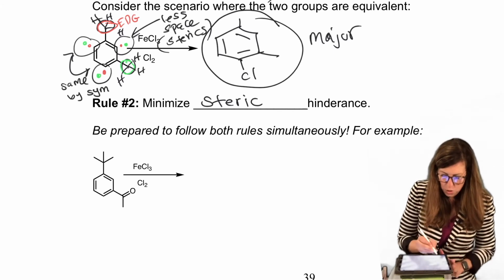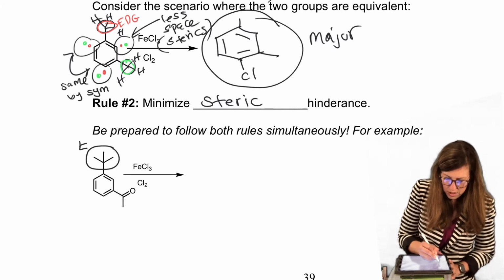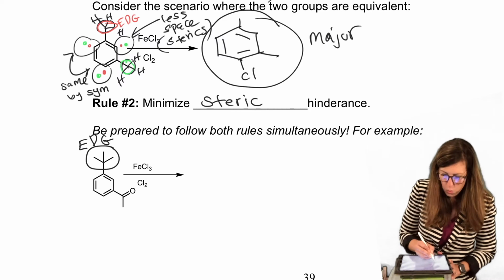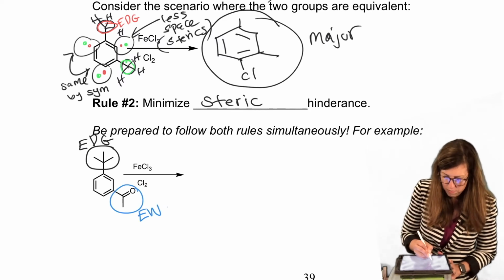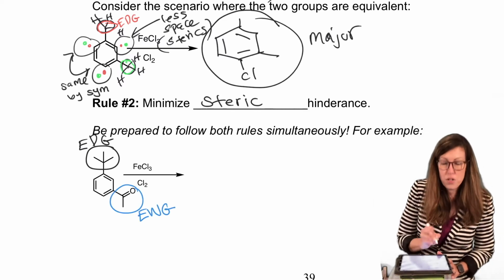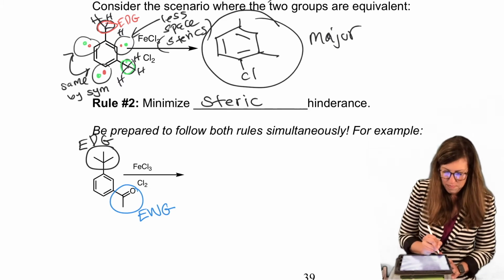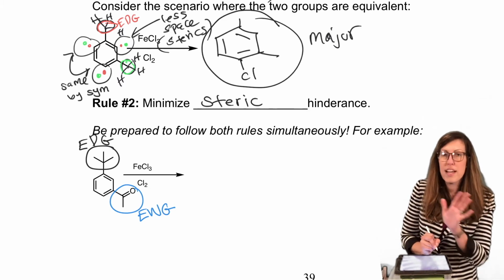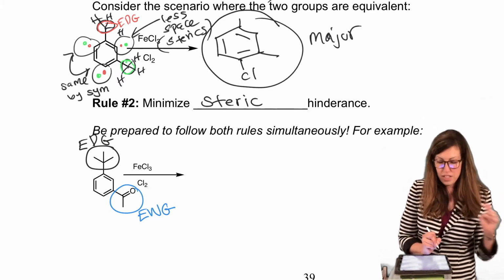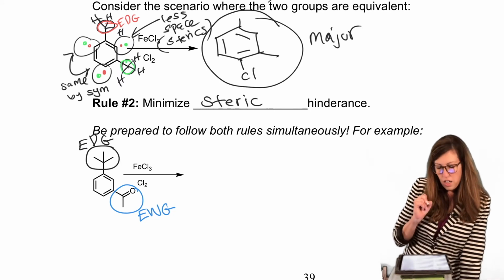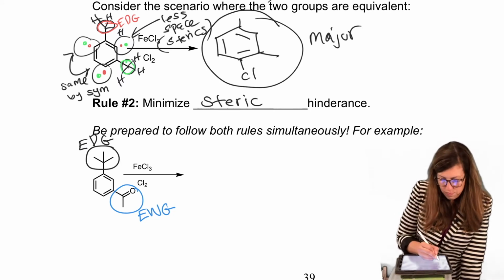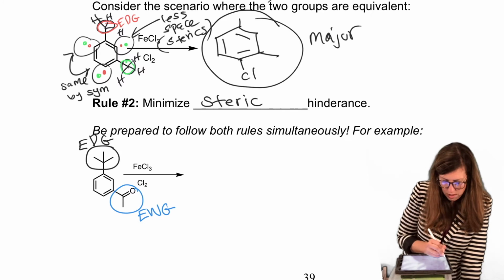Two groups attached. One is an electron donating group. One is an electron withdrawing group. Therefore, electron donating group wins. We don't even consider the blue. We don't care that it wants to go meta. We are looking only at the black. Okay, the black one wants to go ortho. Oops, I don't want to use the blue. That'll be confusing. Ortho or para.